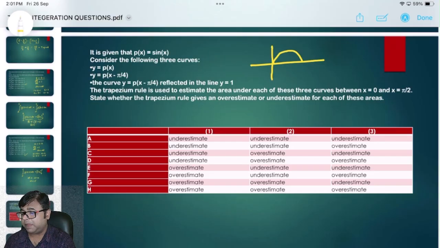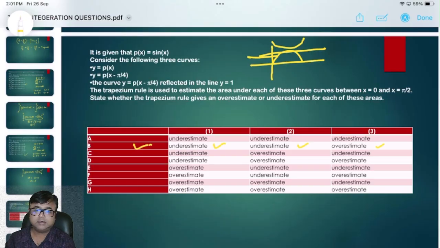Again, x minus pi by 4 is nothing but the graph shifted to the right. So again, concaving down, it will again be underestimating. But if I reflected it in the line y equal to 1, y equal to 1 is this line, it will be concaving up. So in that case, it will be overestimating the area. So the answer is underestimate, underestimate, overestimate. So B is the correct answer.